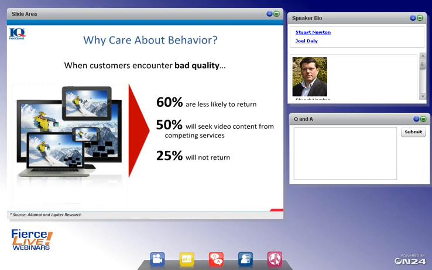But the big statistic here is 25%. Stuart talked about churn: 25% will not return at all. This is a key statistic, but if you don't understand the behavior based on quality, you won't know that 25% of your subscriber base left due to quality.